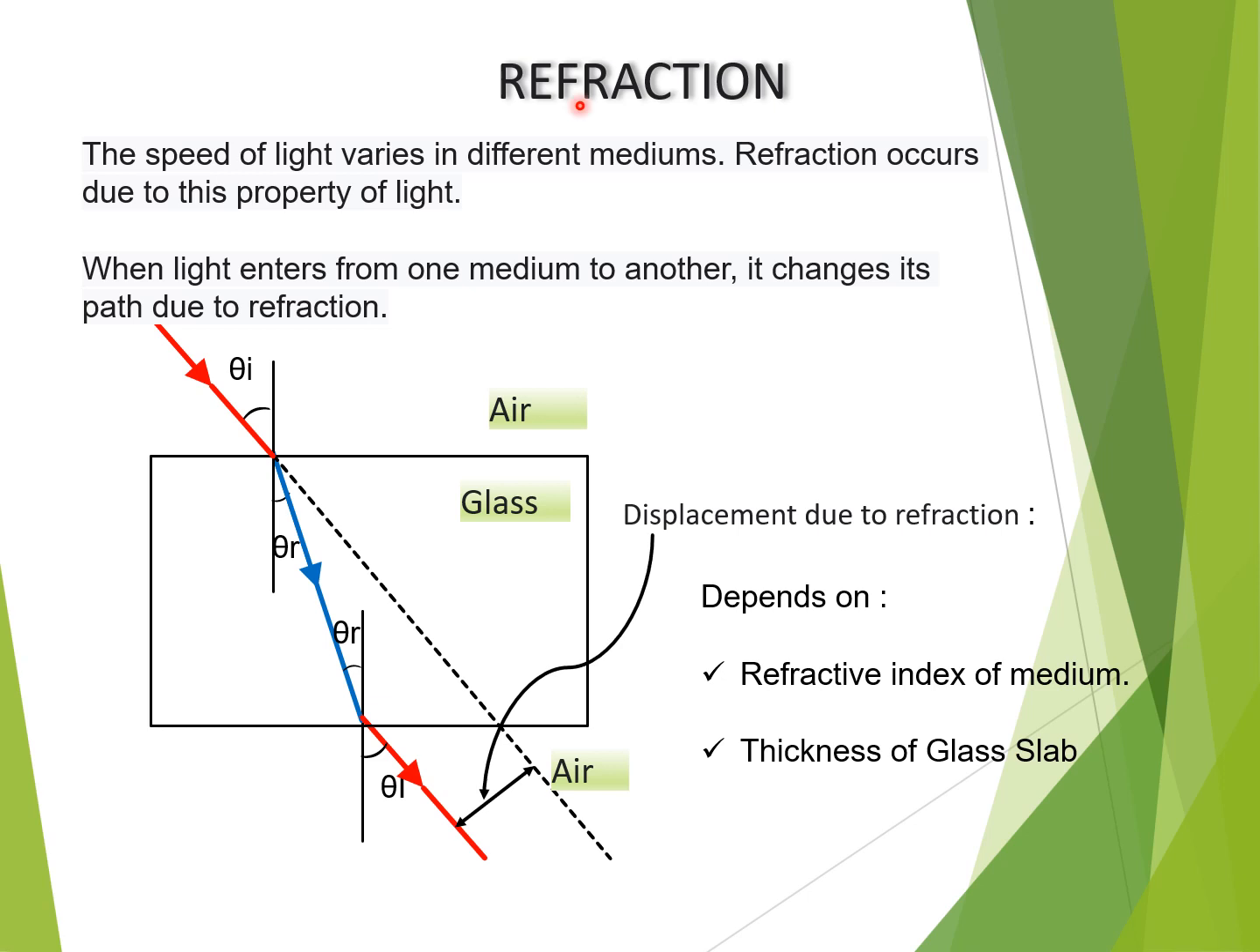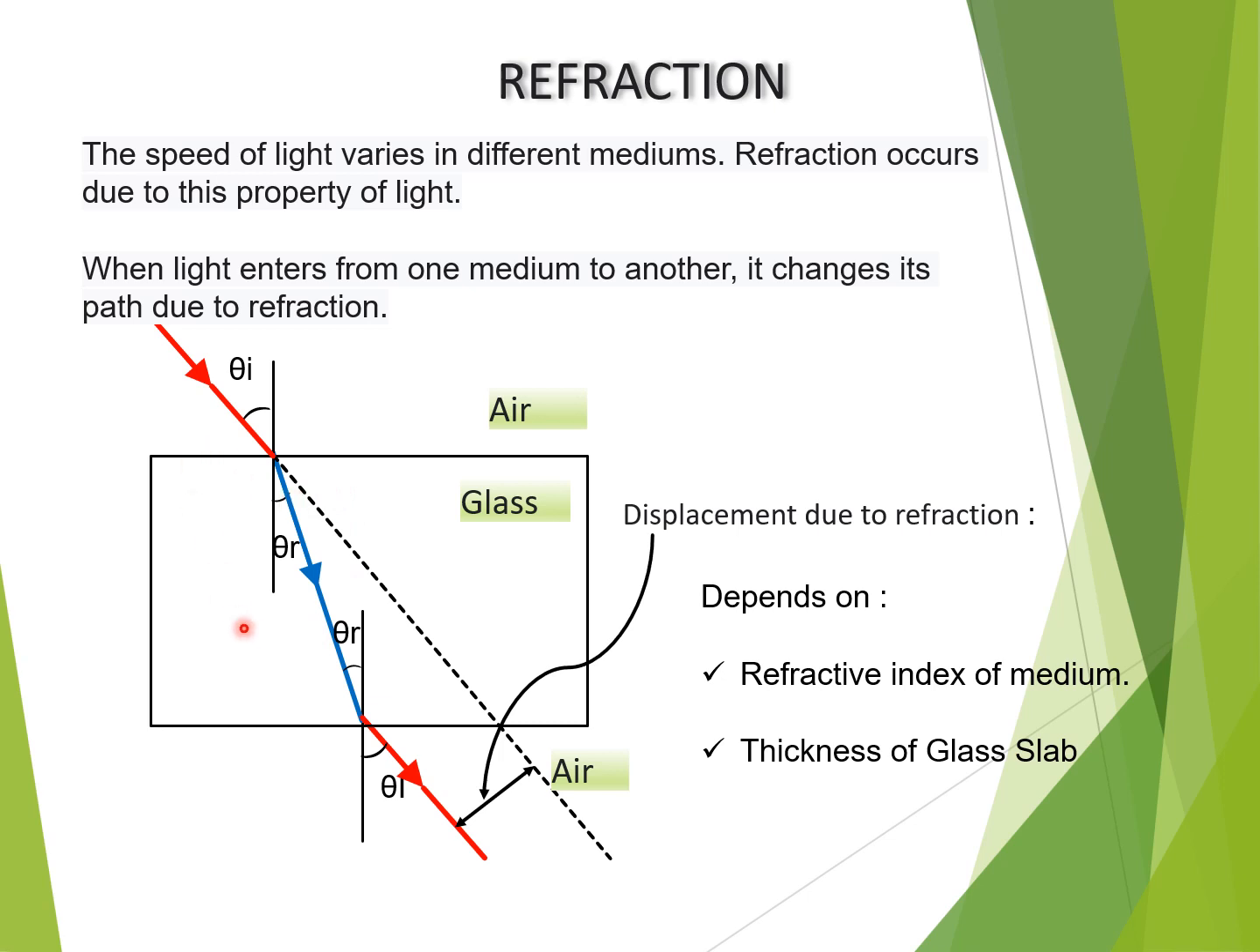Let us understand refraction first. Children, there are many mediums around us like air, water, glass, and the speed of light is different in different mediums. If you recall, we studied that the speed of light in air is 3 into 10 to the power 8 meter per second. So in glass it will be different. And this causes light to change its direction when entering from one medium to another medium. This process is called refraction.